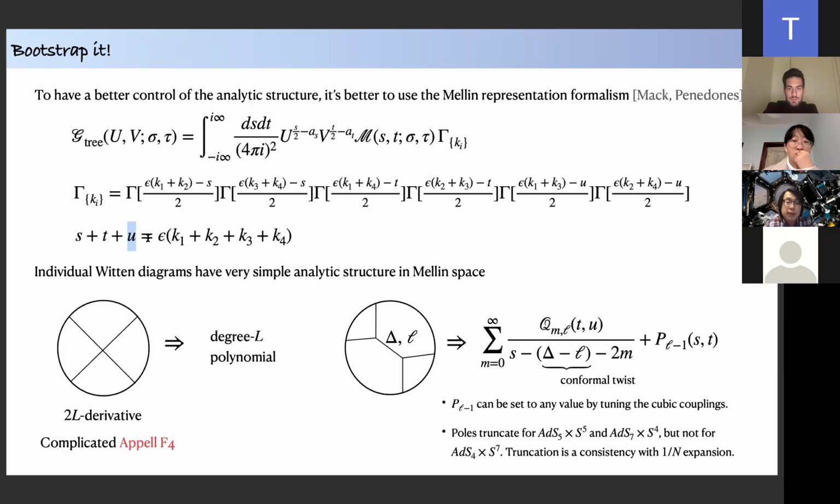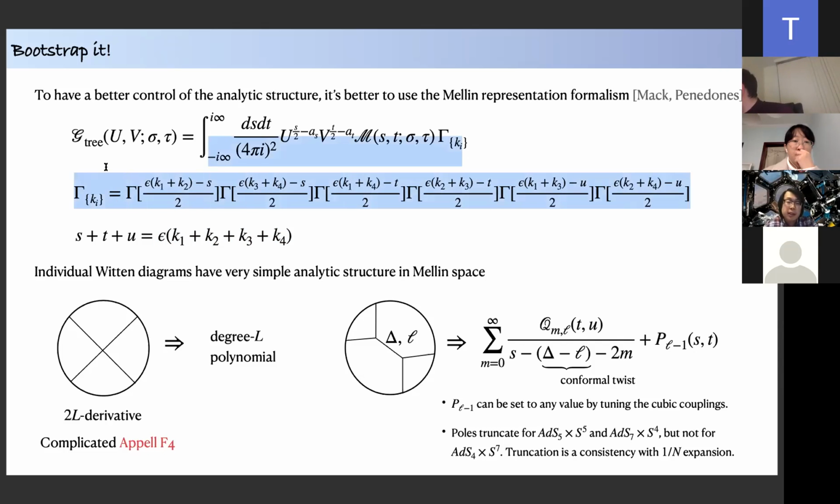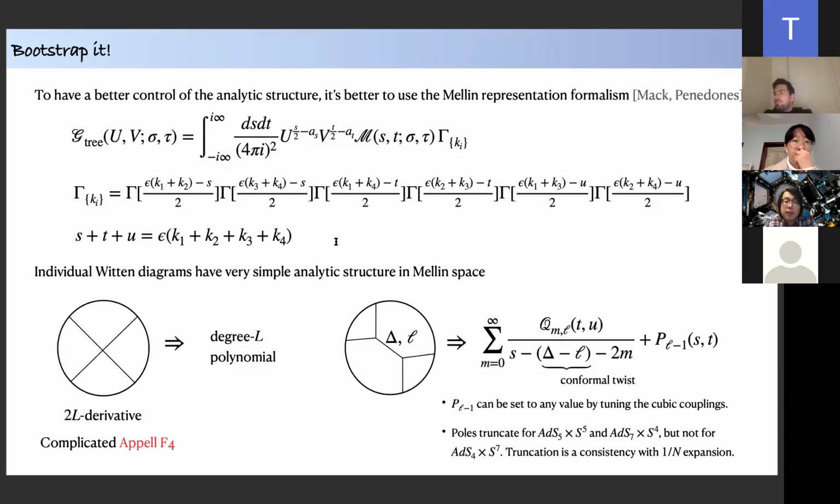And they need to satisfy the relation that the sum of S, T and U is the sum of external conformal dimensions. So you can think of the right-hand side as the sum of squared masses, if that's the flat space case. There's also a factor of gamma functions. It's just there to capture these double trace operators, which are universally present in large N correlators. So all the information goes from curly G to curly M, which is called the Mellin amplitude.